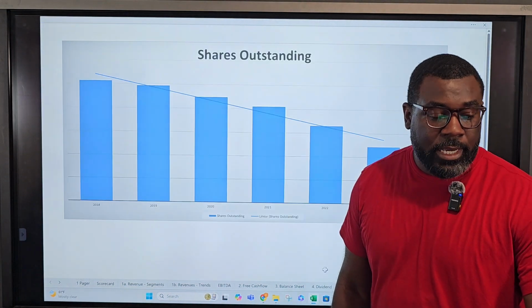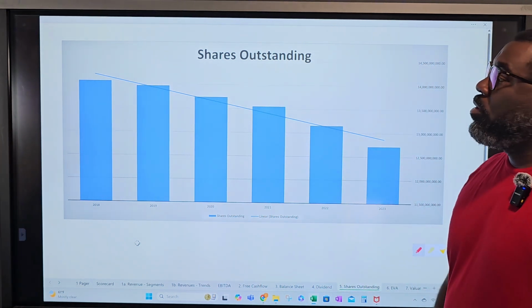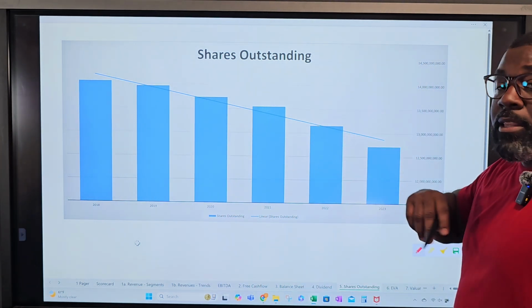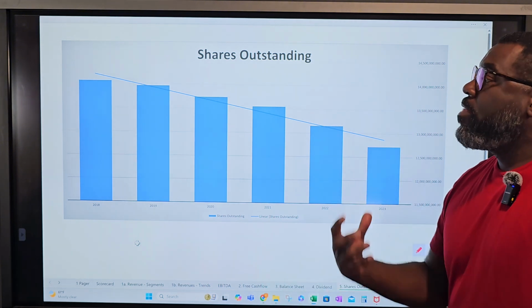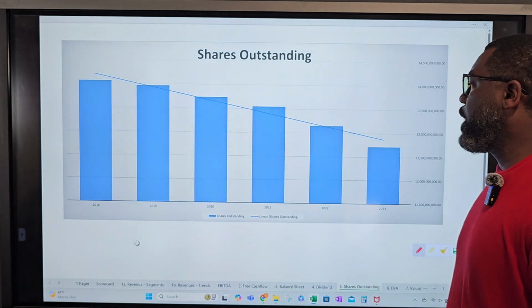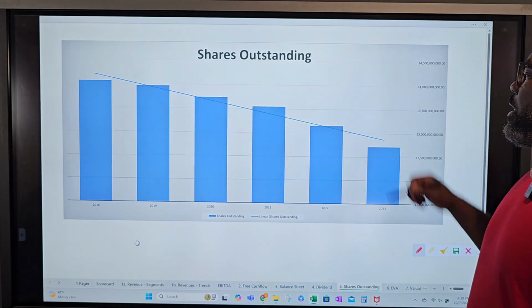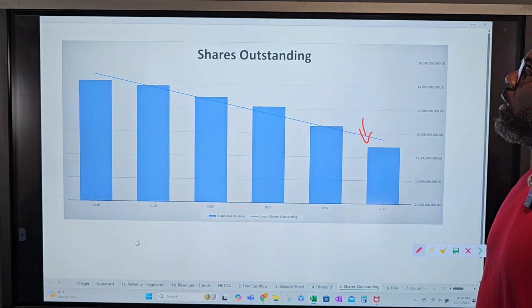Shares outstanding. Love to see it. They're taking some of that excess cash flow, buying shares, reducing the number of shareholders. They're reducing the hands in the pot. So the people that remain, they own more shares of the business, or they own more value of the business, not more shares. So that's consistently coming down. Big drop right here from 22 to 23.